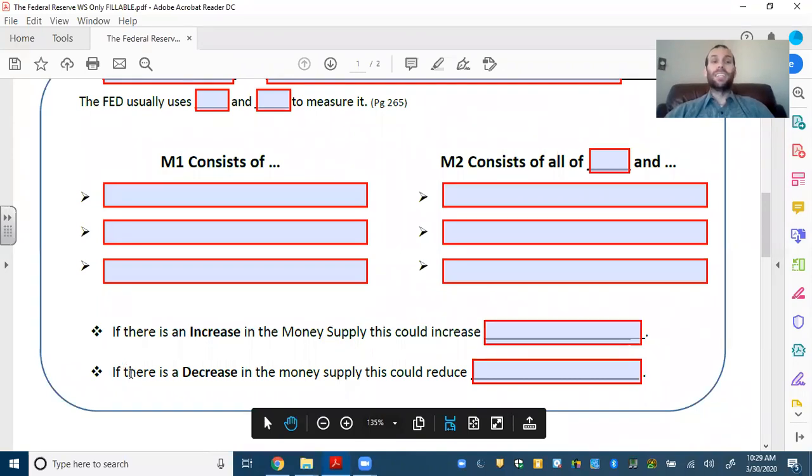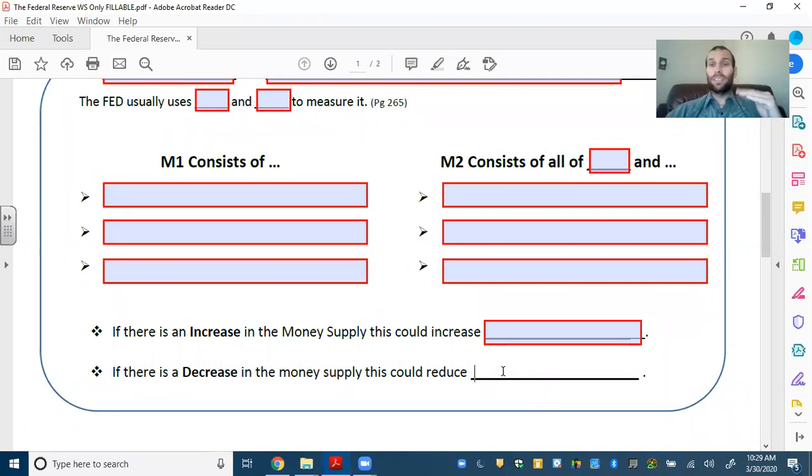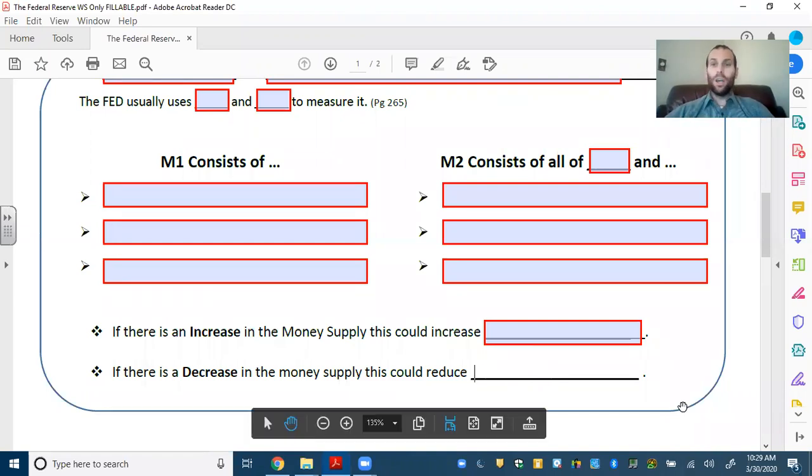And if there is a decrease in the money supply, for example, the Federal Reserve took money out of the economy, then this could reduce inflation. So the Federal Reserve controls the inflation rate of the United States. If inflation's too low, they'll pump money into the economy. If inflation rate's too high, they can take money out of the economy.